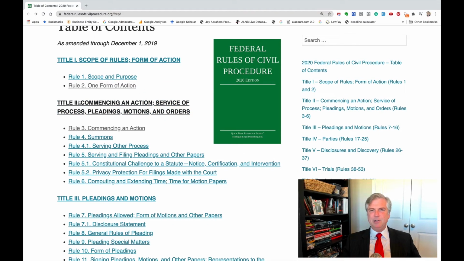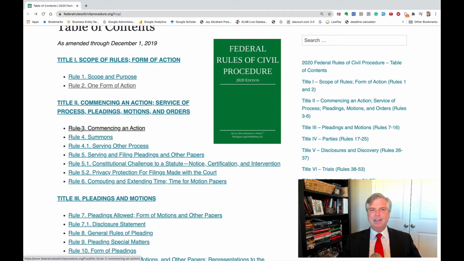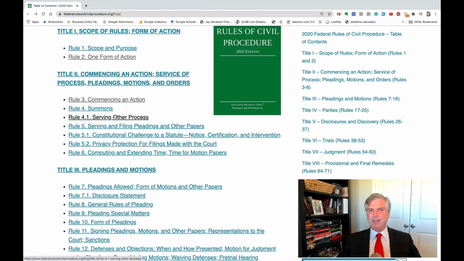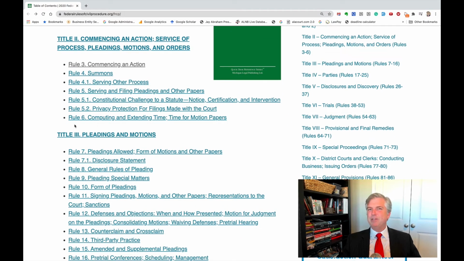And then Title II is, okay, now that we know what a lawsuit is, how do we start one? And how do we serve the other side with that lawsuit? Well, this is what we do. Rule 3: a civil action is commenced by filing a complaint with the court. So that's how you start a lawsuit. And then this tells us about the summons, Rule 4; how do you serve people, Rule 5, serving papers; Rule 6, how do we compute time?